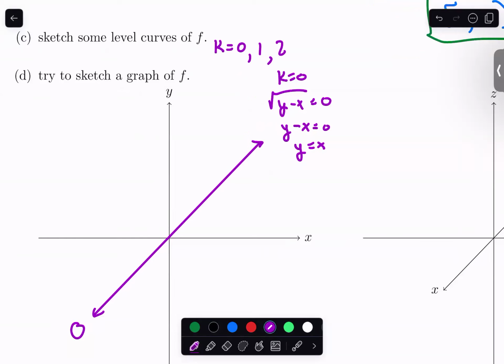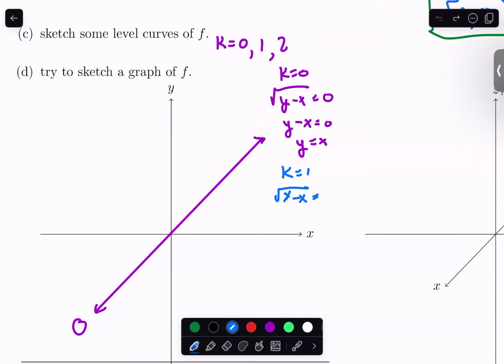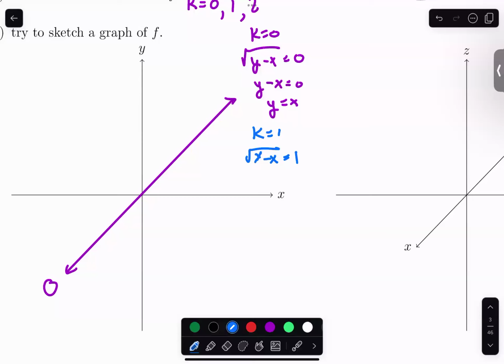So that's one of the level curves. Let's do another one, maybe when k equals 1. I want to know all the places that give me out a height of 1 on the surface. So again, I'm going to take my function and set it equal to 1 in this case. So I want the output 1.